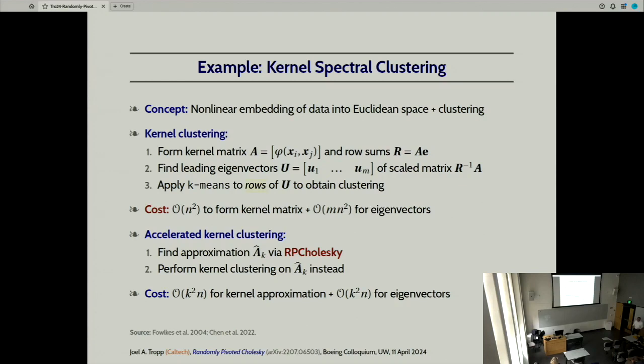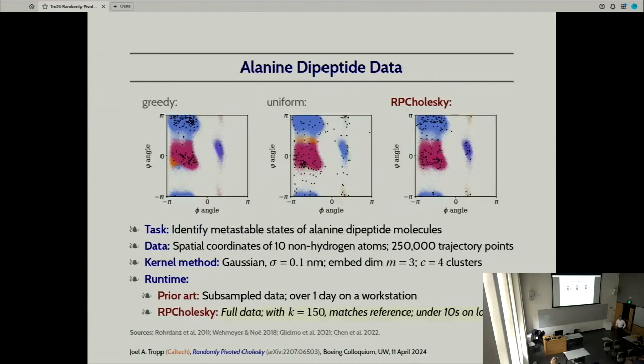A natural approach to solving this problem faster is simply to approximate the kernel matrix using this modern adaptation of Cholesky's method and perform the same algorithm on this low-rank matrix. Okay? So it's much cheaper. And let me show you an application in molecular dynamics. So the task is to identify metastable states of alanine dipeptide molecules.